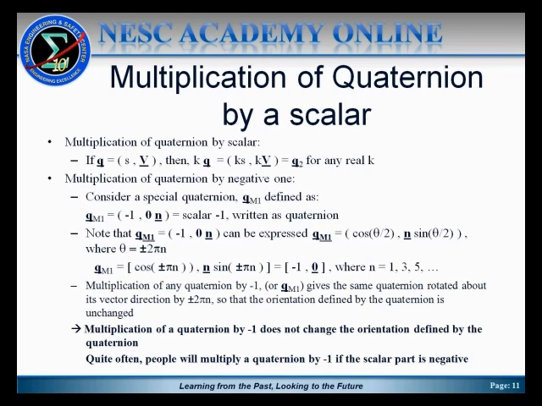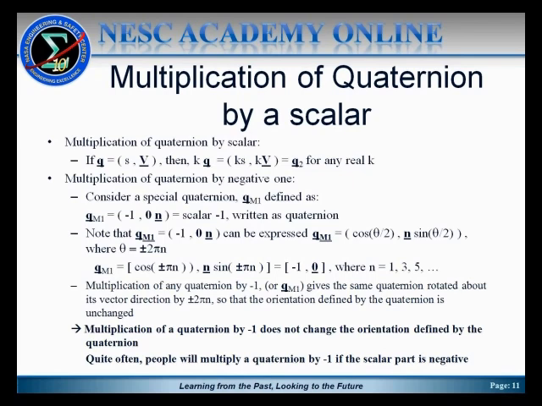Now, what would you get if you multiplied a quaternion by -1? For the purposes of this discussion, I'll define a special quaternion. We'll call it QM1, defined as a quaternion with a scalar part of -1 and a vector part of 0. And you can write that as -1 and 0 times n, where n is any vector you want to pick. It really doesn't matter because you multiply it by 0. But we'll leave it in there for the purposes of this discussion.